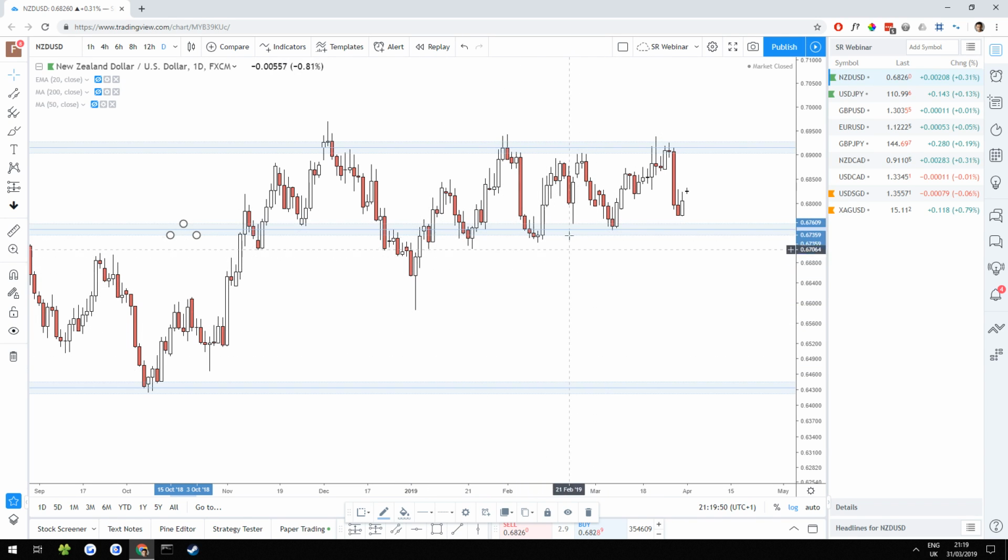And here we have a support area. Now we're going to be using this support area this week because I think there's a good chance if New Zealand USD drops down to this support area this week, as I've already said, it's going to bounce away because price right now is in a range between this resistance here and this support area here. So we've placed our first area between the bottommost and the topmost.